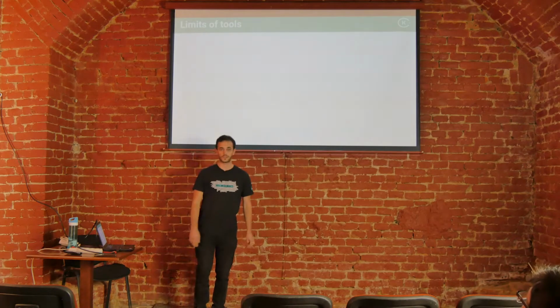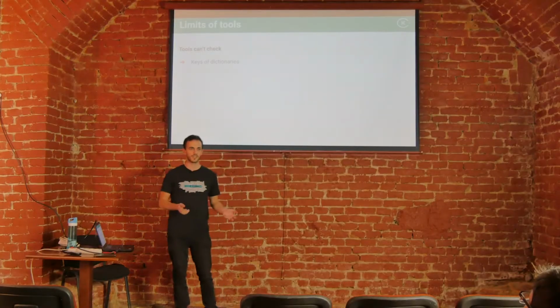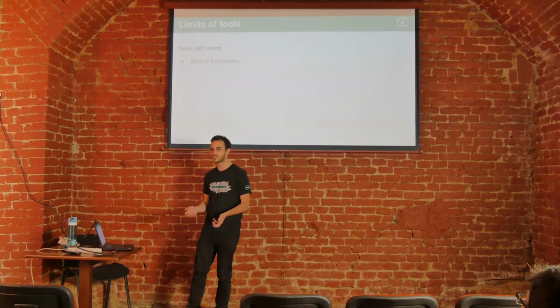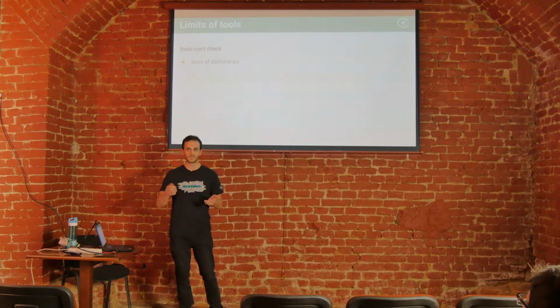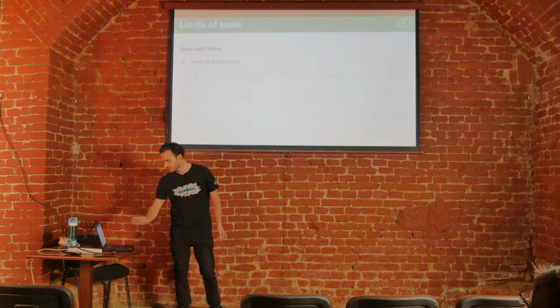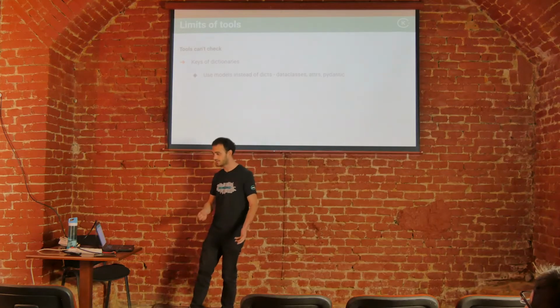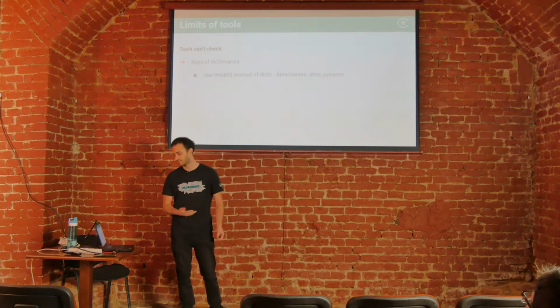However, these tools are not perfect because they have some limits. These tools, for example, cannot check keys of dictionaries. If you construct a dictionary, it has some keys, and then you pass it to a function that expects some particular keys in the dictionary, this cannot be checked by these linters. So the solution in those cases is to use models instead of dicts. So for example, data classes that are built into Python, or use the attrs library, or Pydantic, which I will be talking about later.